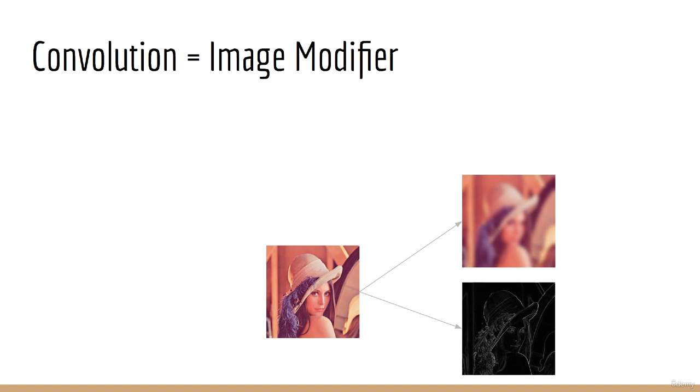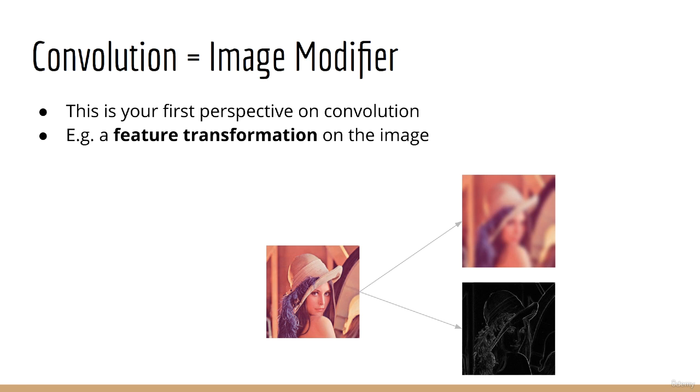So that's your first lesson on how to view convolution. This perspective is that convolution is an image modifier. The input is the original image, and the output is a modified or transformed version of that image. In other words, you might think of this as a feature transformation on the input image. You know, that sounds curiously like what a neural network does. In any case, what makes blurring and edge detection actually work if they are both convolution?